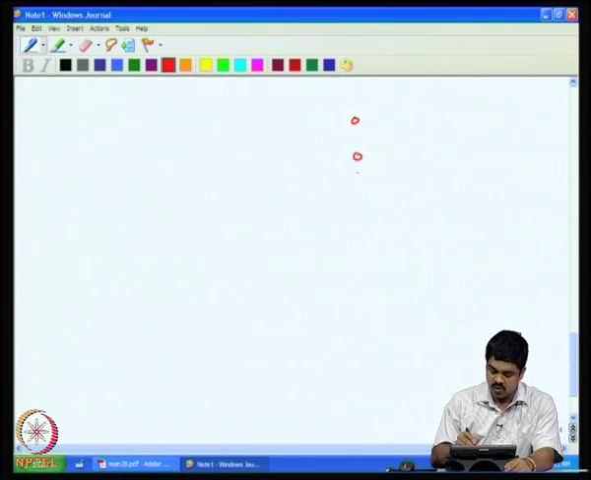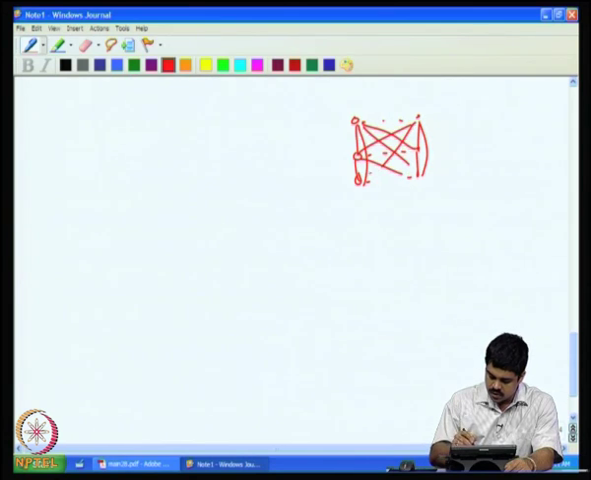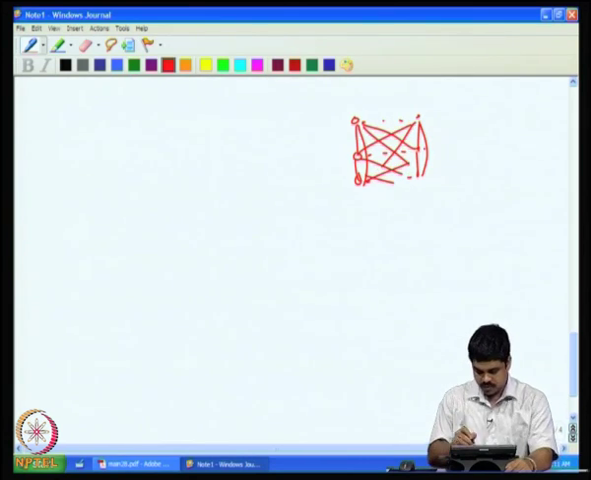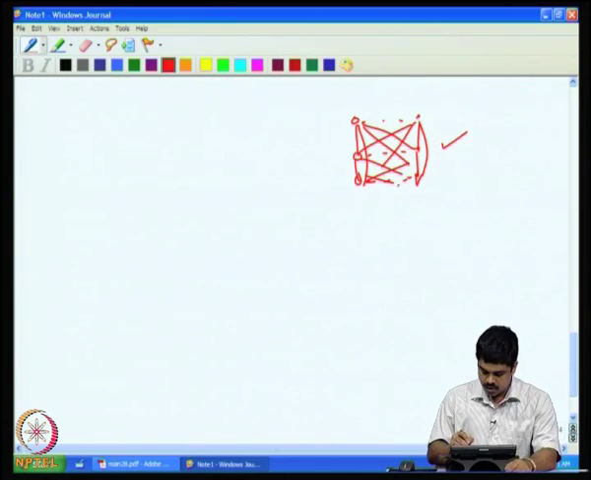So, we have a small clique here on 3 vertices and a small clique here on 3 vertices, and we connect them except for this perfect matching between them.